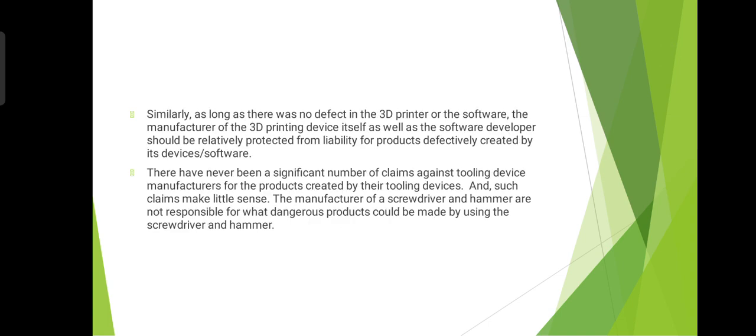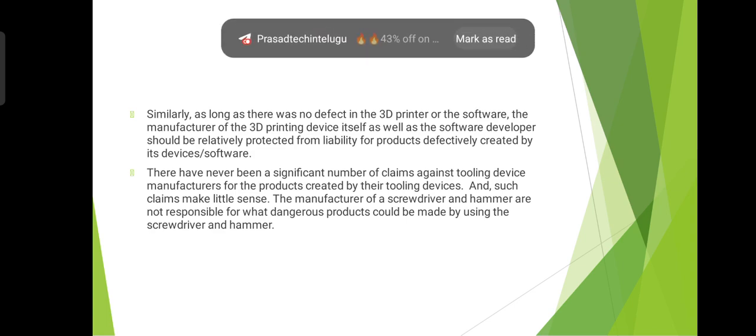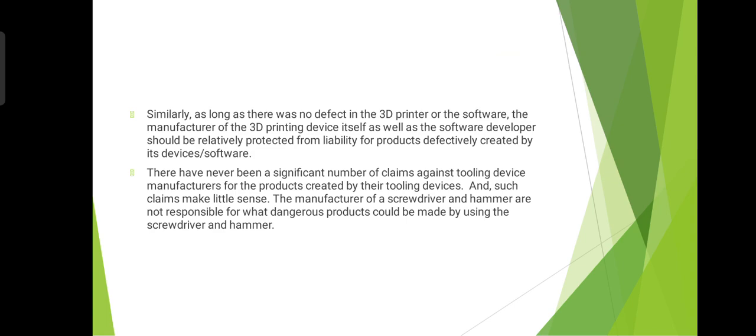Similarly, as long as there was no defect in the 3D printer or the software, the manufacturer of the 3D printing device itself as well as the software developer should be relatively protected from liability for products defectively created by its devices or software. There have never been a significant number of claims against tooling device manufacturers for the products created by the tooling devices, and such claims make little sense. The manufacturers of a screwdriver and hammer are not responsible for what dangerous products could be made by using the screwdriver and hammer.